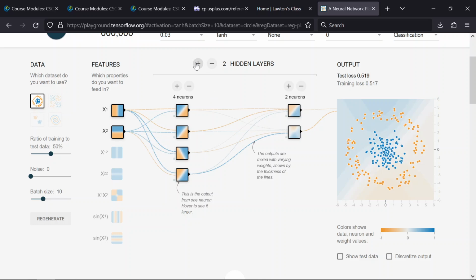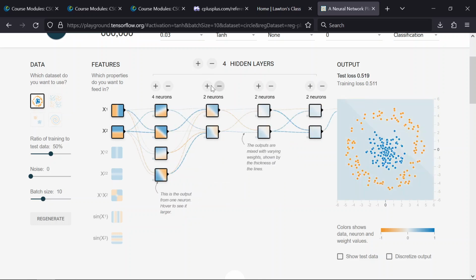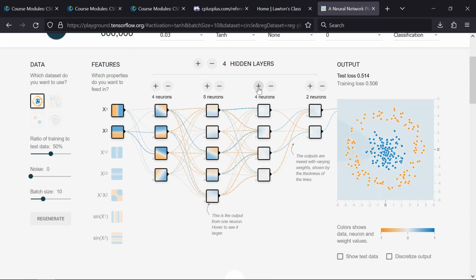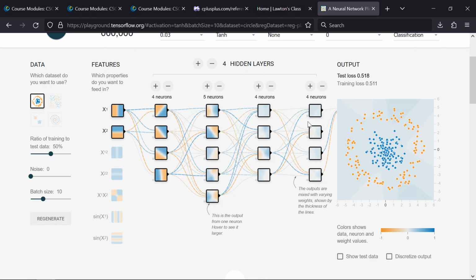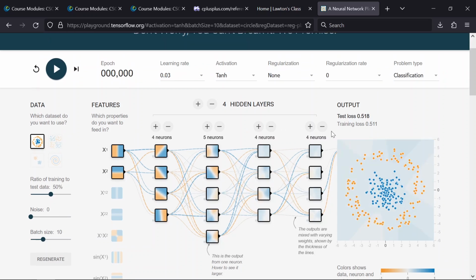And then you can have little neurons. You can have little bits of neurons. Those in between are called hidden layers. And then you have an output layer of neurons that eventually give back a number that determines whether or not it saw orange or blue, right? And so just try to play around.